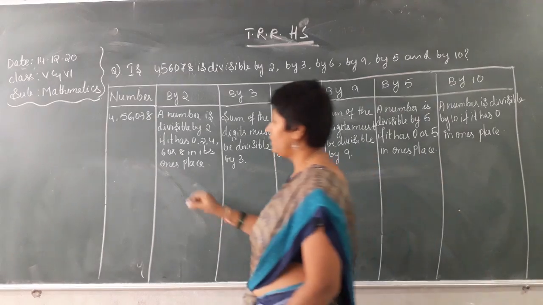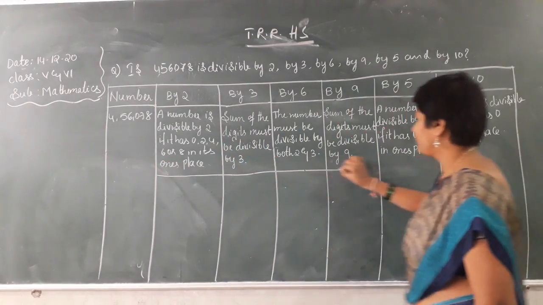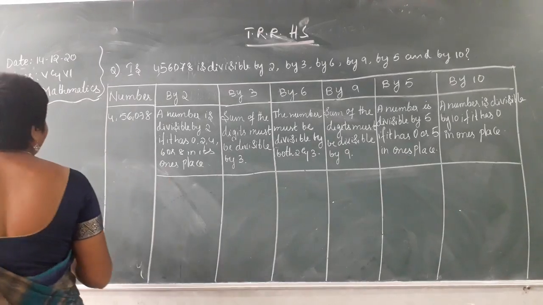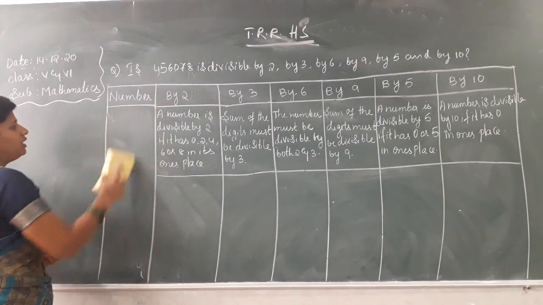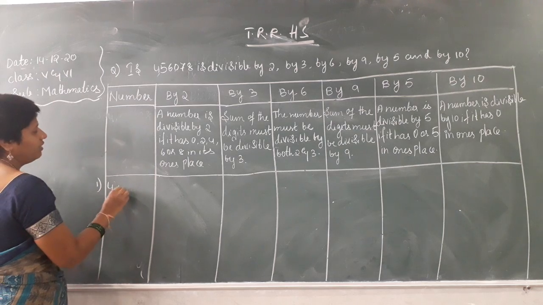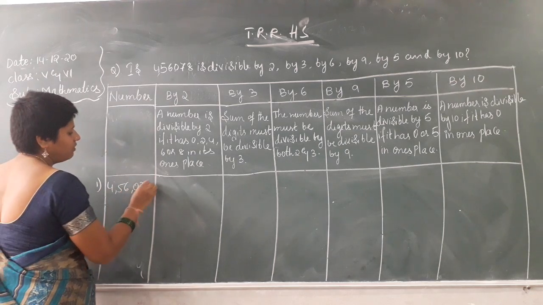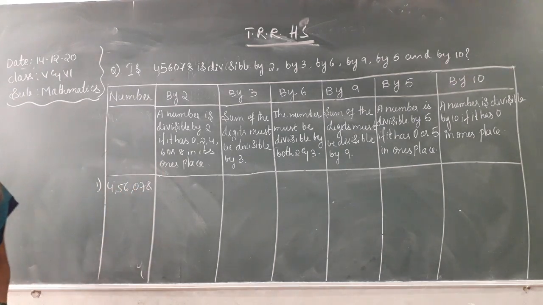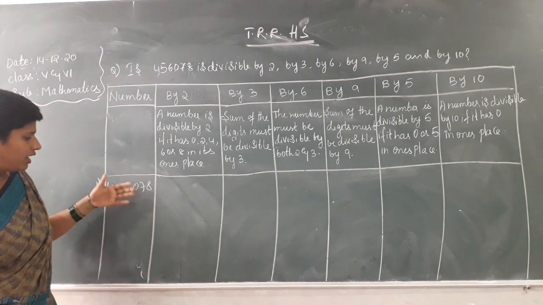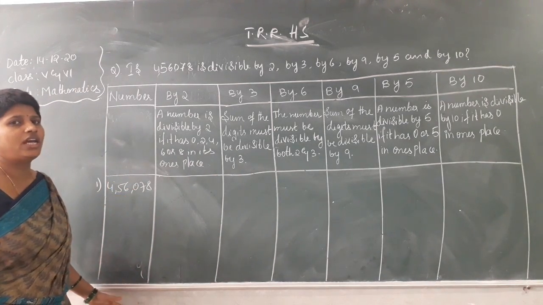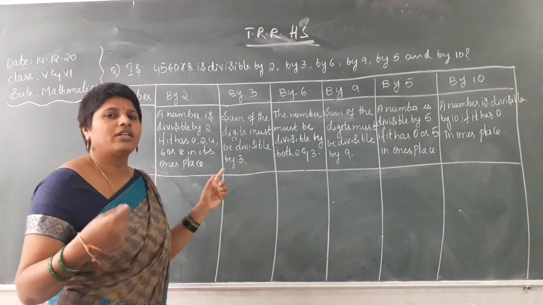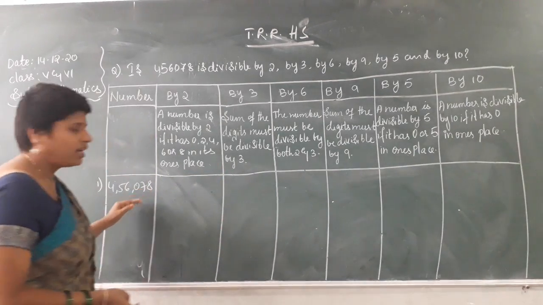So these are the rules. Now here I have taken the number. Now you write down this number here. First number, 4,56,078. If you form the table like this, then for any number of numbers you can check by seeing the rule. So again and again you need not write the rule. Now here I have taken the 8.